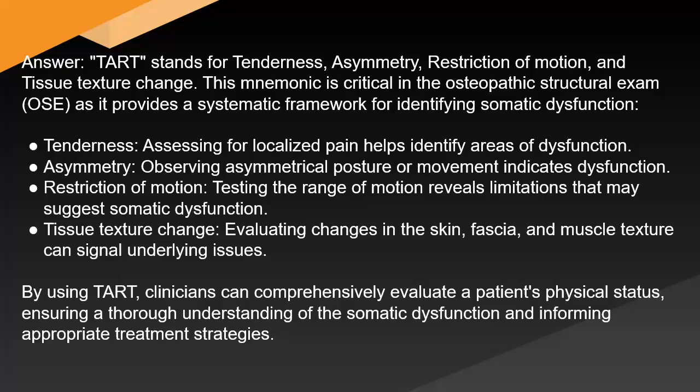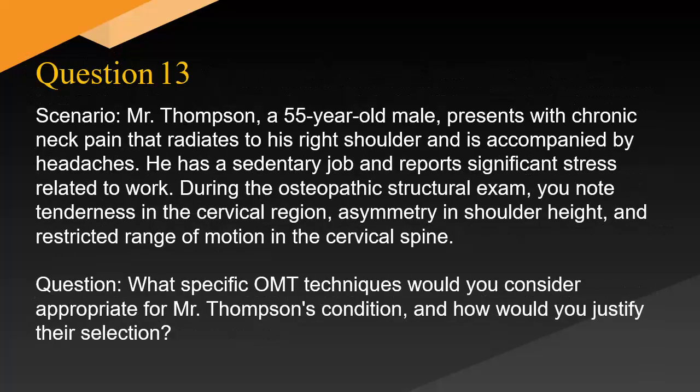Tenderness. Assessing for localized pain helps identify areas of dysfunction. Asymmetry. Observing asymmetrical posture or movement indicates dysfunction. Restriction of motion. Testing the range of motion reveals limitations that may suggest somatic dysfunction. Tissue texture change. Evaluating changes in the skin, fascia, and muscle texture can signal underlying issues. By using TART, clinicians can comprehensively evaluate a patient's physical status, ensuring a thorough understanding of the somatic dysfunction and informing appropriate treatment strategies.